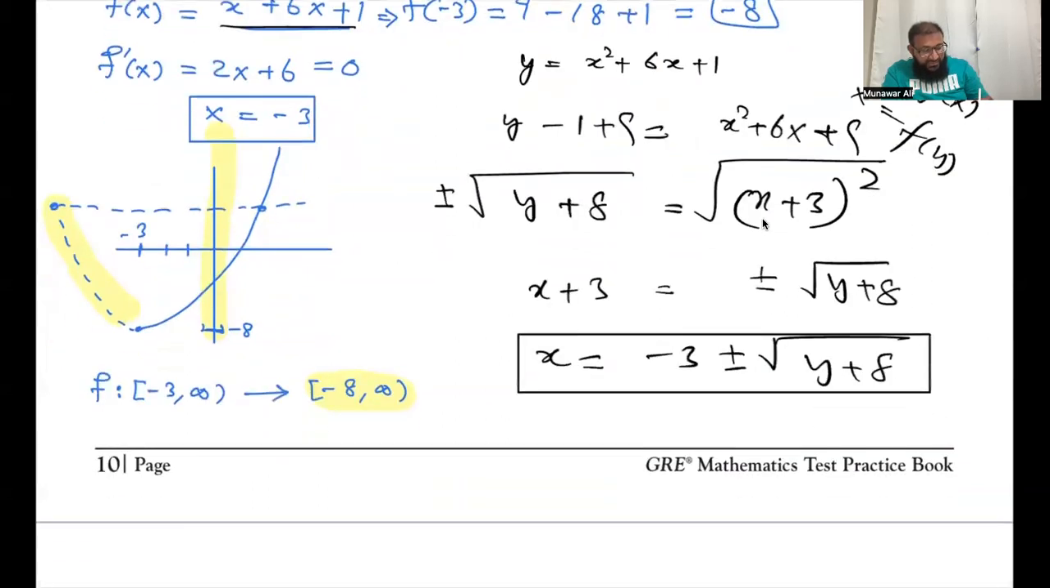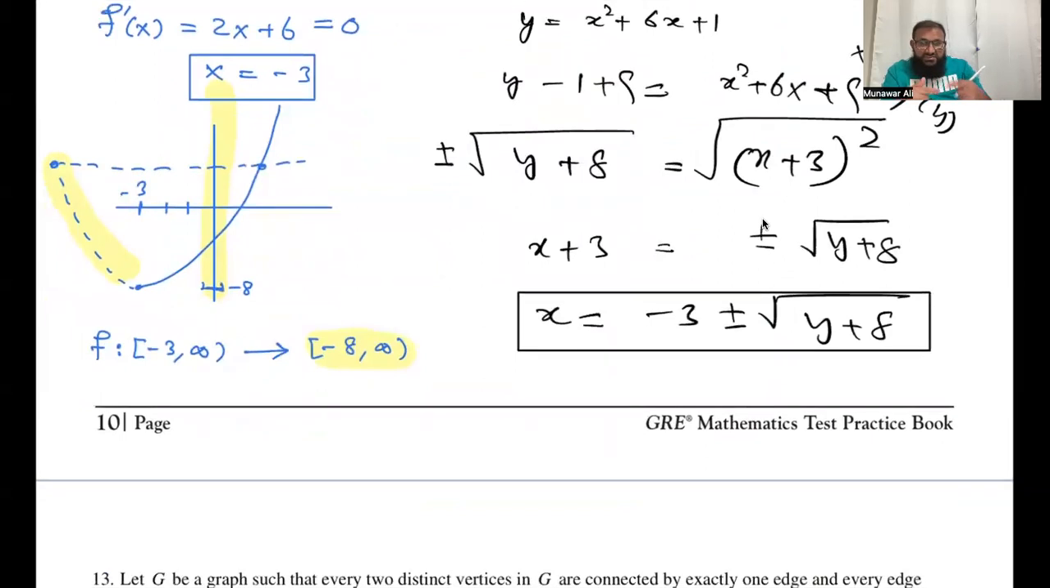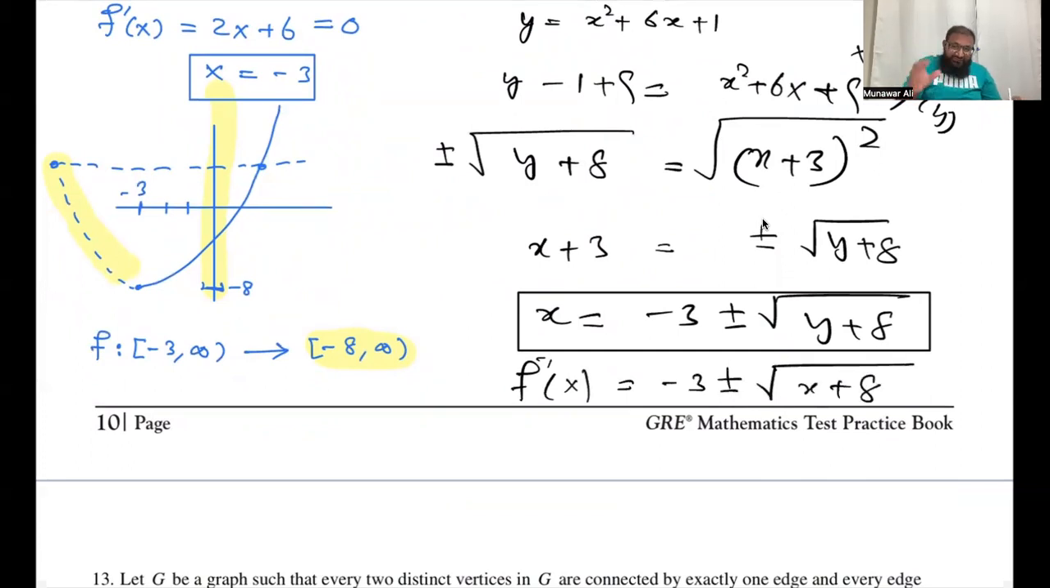But I can write this as an inverse function to give me f inverse of x is negative 3 plus minus square root of x plus 8. So I have to choose any one because this gives me two answers. One is positive, the other is negative.